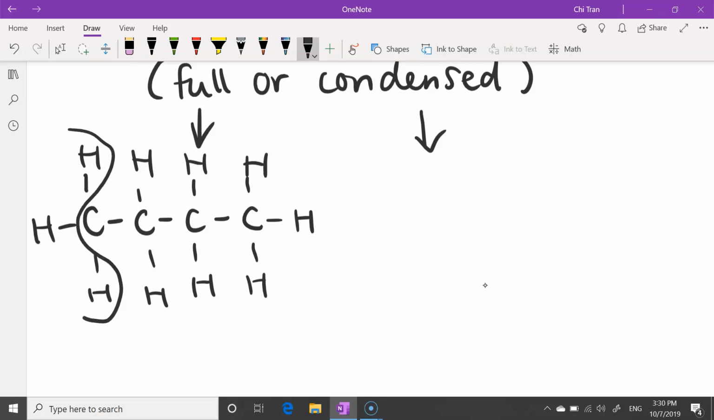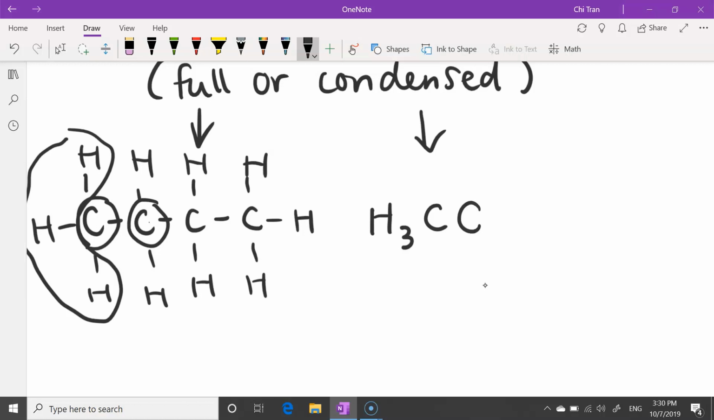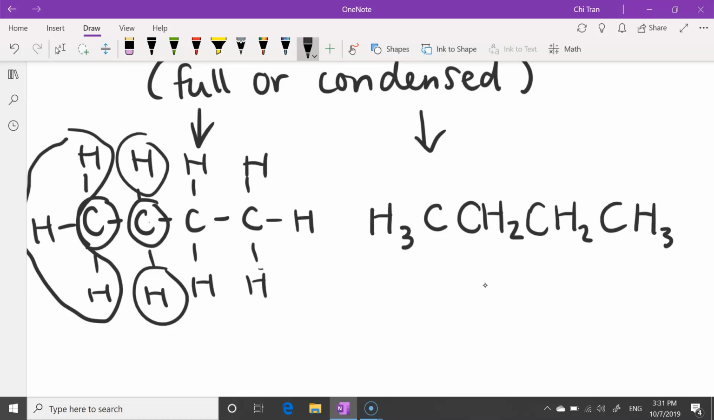And for the condensed format, here's how you write it out. You start from the left of the molecule, and there's 3 H. So you write H3, and that is bonded to a carbon. So next you write C, and then that carbon is bonded to another carbon, so you write another C, and that carbon is bonded to 2 hydrogen, and so you write H2. And so you get the idea, and you keep going on through the rest of the molecule. So you get CH2, and then at the end is CH3. And so that's the condensed format for the structural formula for butane.